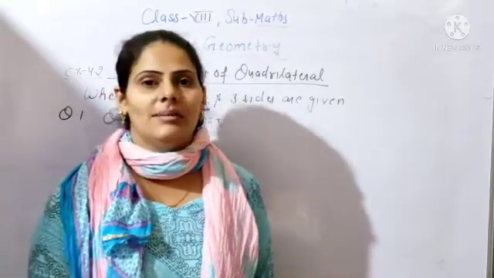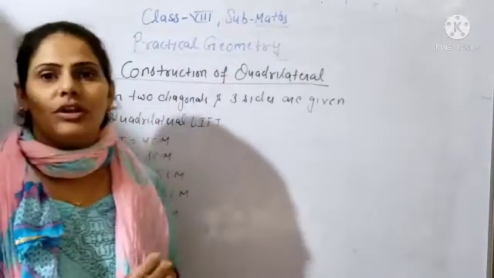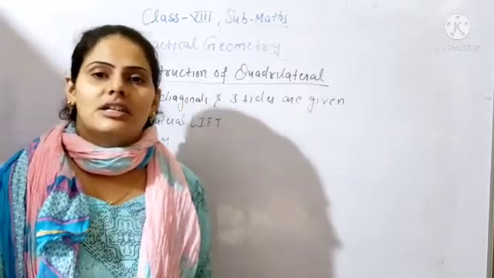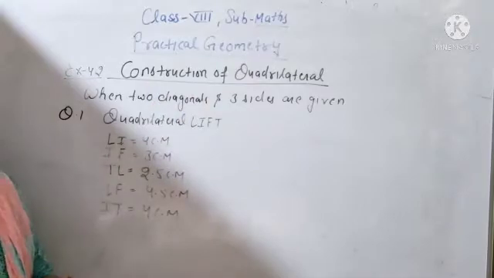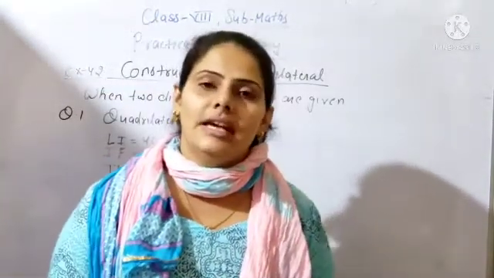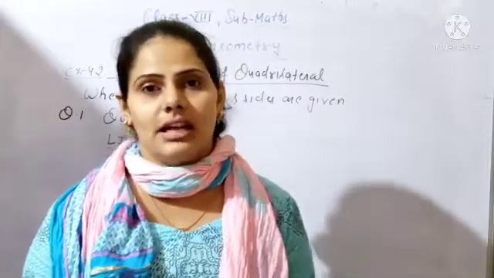Okay, already we have completed that, and today we will start our exercise 4.2. In exercise 4.2 we will do the construction of a quadrilateral where two diagonals are given and three sides are given. So how will you construct the quadrilateral?